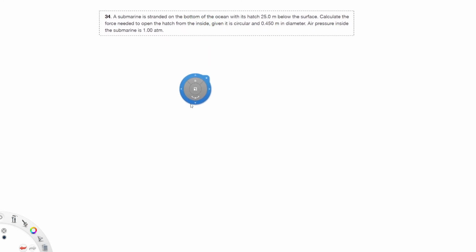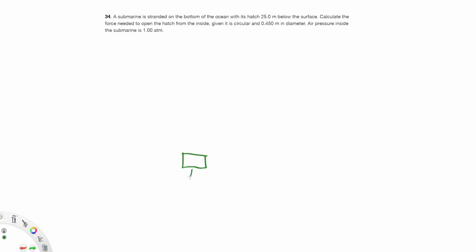We've got a submarine on the bottom of the ocean. Submarines are on the list of things that I cannot draw. So I'm going to draw a box. We have a hatch down here, and it's circular, right? But we don't need to draw it circular.